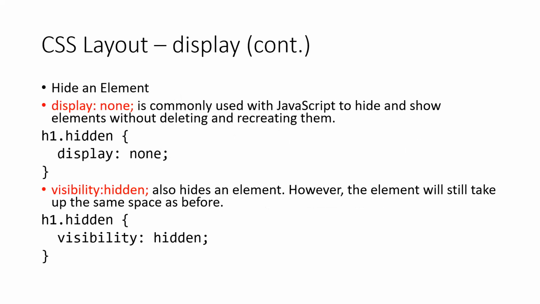Now, if you want to hide something, we can use display none. Remember we discussed that we can use block or inline. If you put none, we can use it to hide. So for example, h1 dot hidden, we can say display none, and then define the hidden state. Likewise, we can use visibility hidden. This could also be used as earlier, but there's a problem: the space will remain. So there are two ways of doing this.